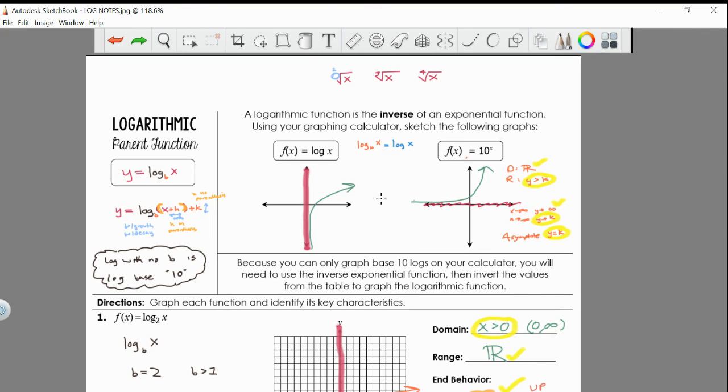For your homework, what I would recommend to practice this is to do a worksheet where you have logs and exponents at the same time. And so that's what we'll be working on for homework. But really good job. This is graphing logs.